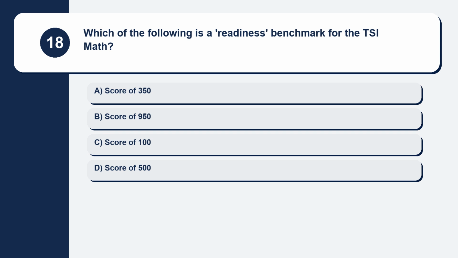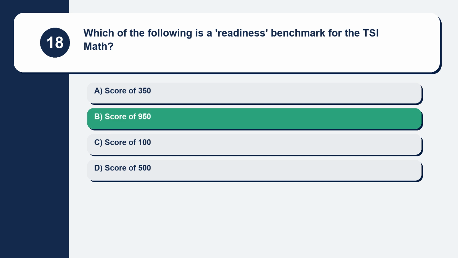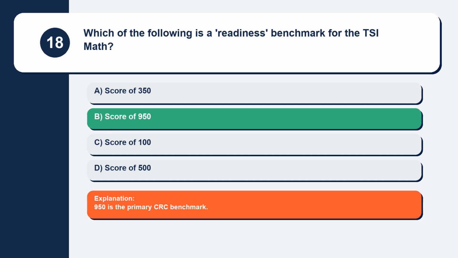Question 18. Which of the following is a readiness benchmark for the TSI Math? Score of 350. Score of 950. Score of 100. Score of 500. 950 is the primary CRC benchmark.